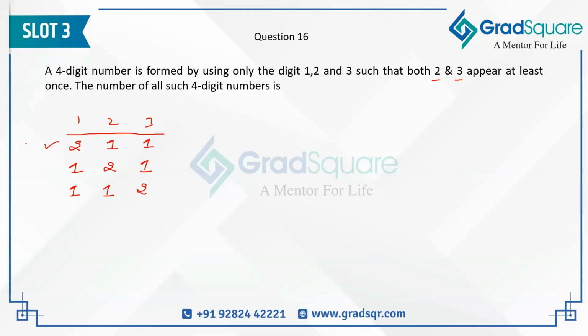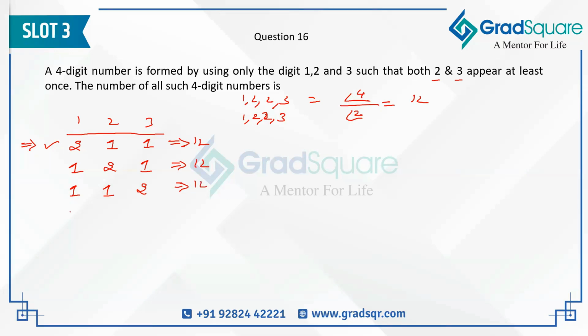So let me have a look at the first one. It is saying 1, 1, 2, and 3. How many numbers will be possible? 4 factorial by 2 factorial, because 1 is getting repeated 2 times. So that's going to be 12 numbers. Similarly, 12 numbers will be over here. Why? Because you will have 1, 2, 2, and 3. So these 4 digits, how many 4-digit numbers can be made? 12 4-digit numbers can be made, and 12 4-digit numbers will be possible over here as well, right?